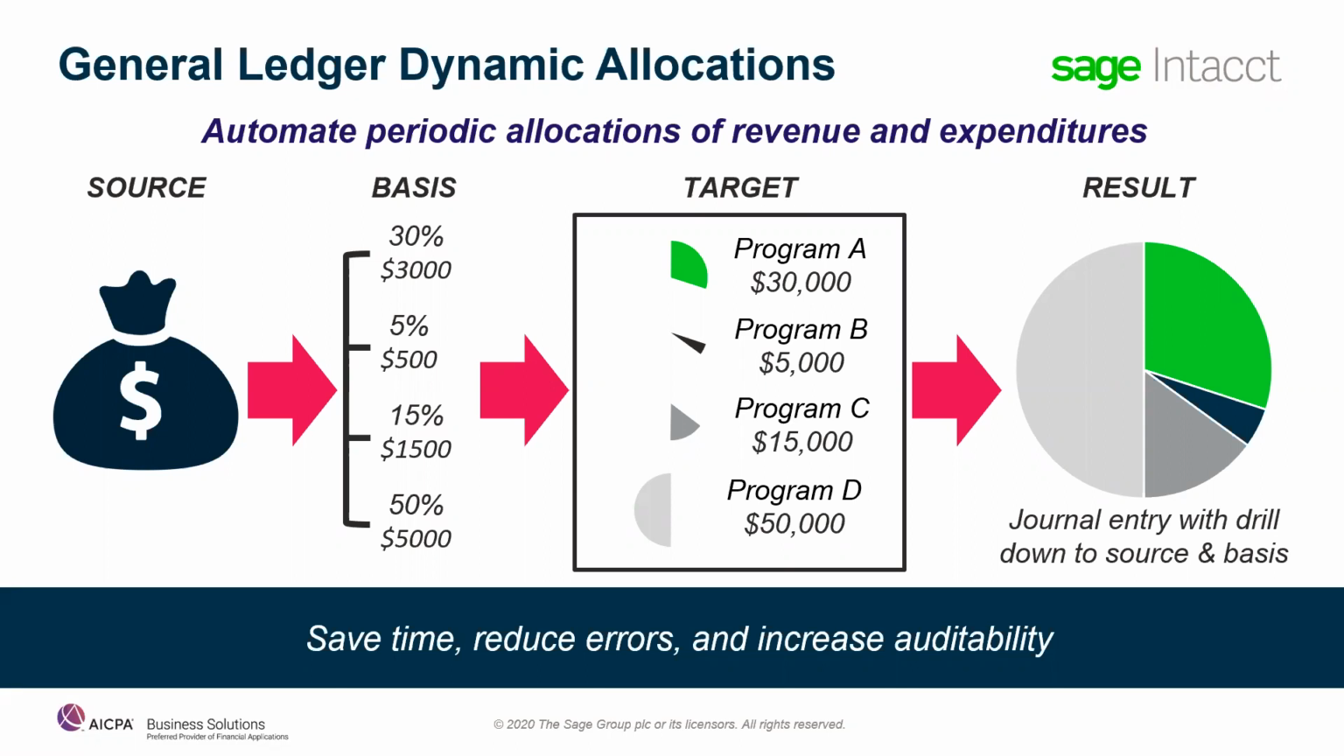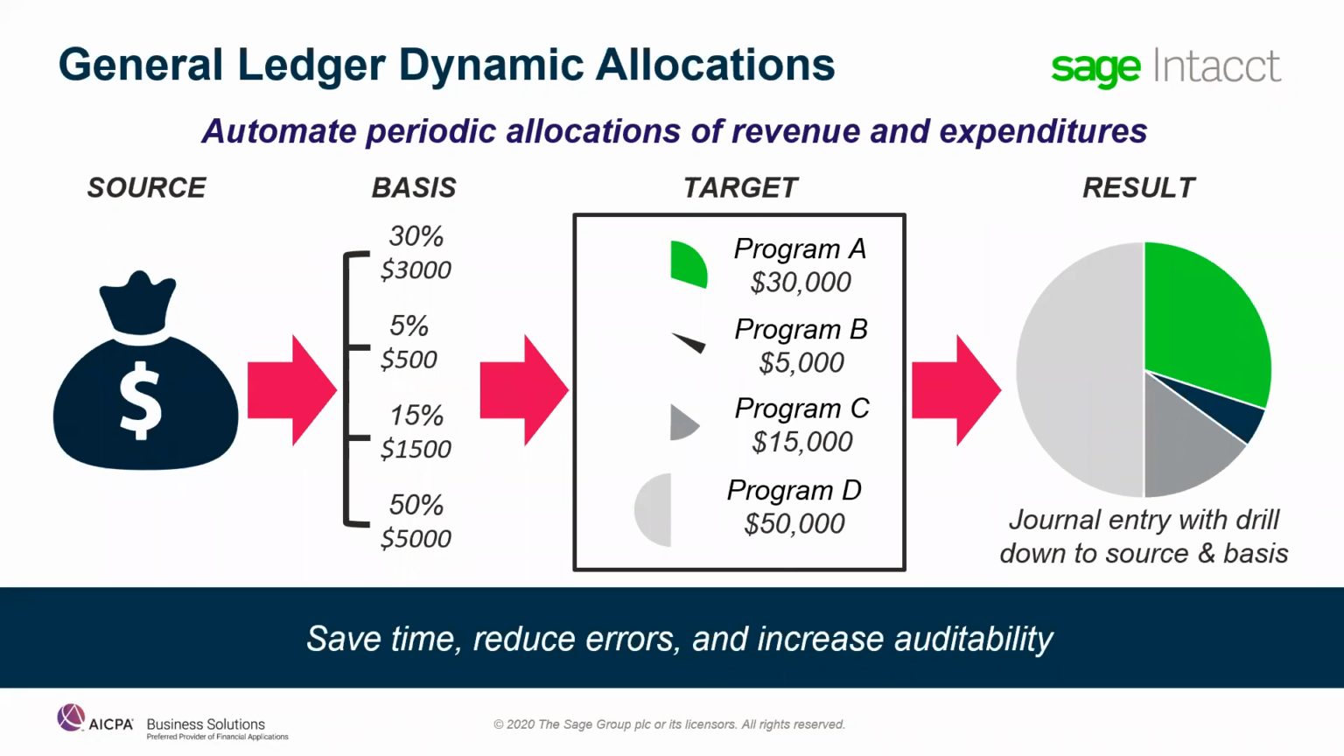So if you think about the two different ways that we can do allocations in Sage Intacct, the one way is a transaction allocation, which is done at the transaction entry point. So it's done at that line level where you are entering the transaction. Dynamic allocations is what I call after the fact.